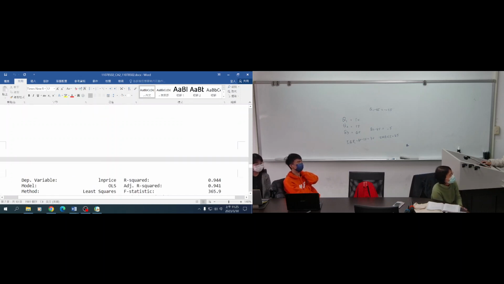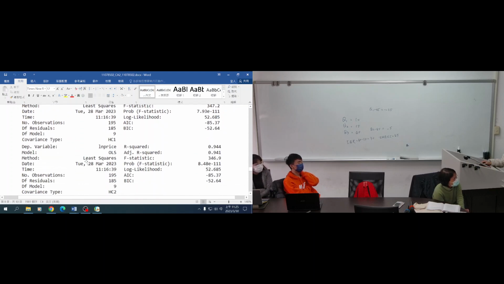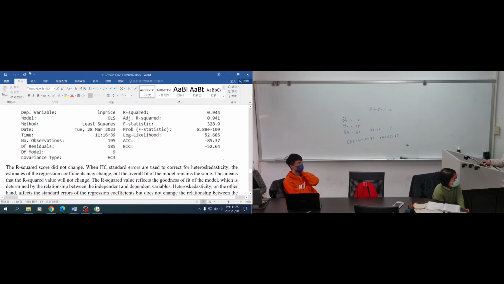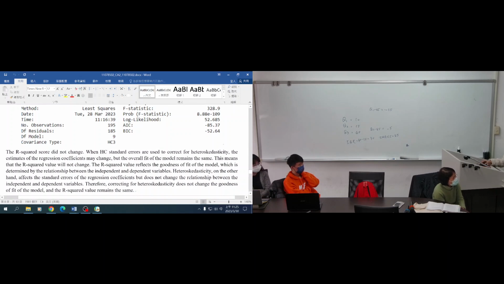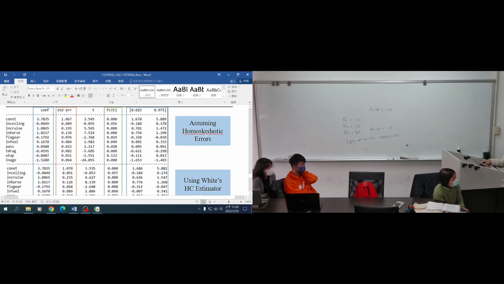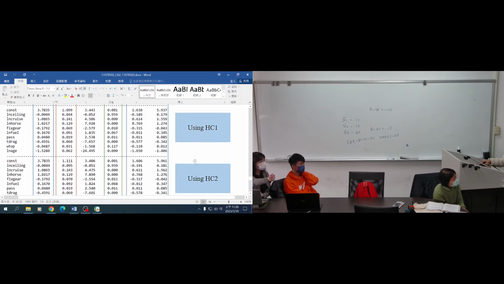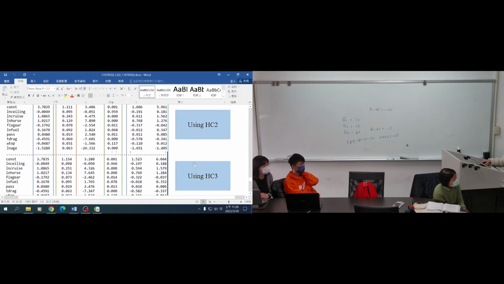Yeah, and then this is the result, the original one from the regression model. And then this is HC0 to HC3. We can see that the R squared score did not change because the R squared value only reflects the goodness of fit of the model. And this one is assuming homoscedastic errors, the original one. And then HC0, HC1, HC2, HC3.